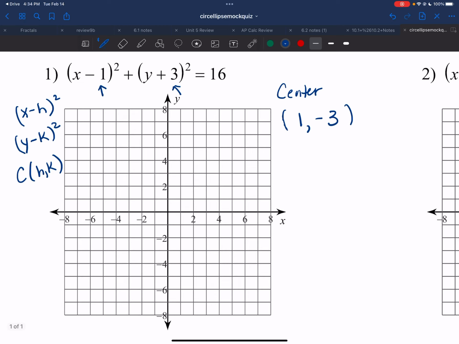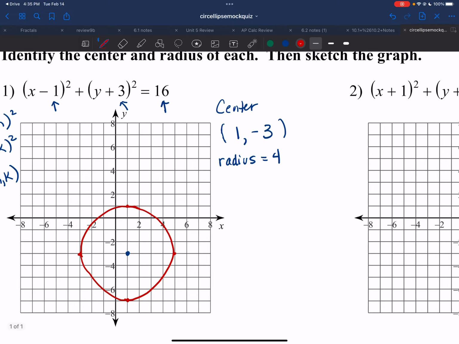So 1, negative 3, here is my center, and then 16 is going to reference my radius. So the radius is going to be the square root of that, so square root of 16 is equal to 4. So in order to get this drawn, I'm going to go 4 down, 4 side to side, and then 4 up, and see if I can graph this. I realize it's very, very difficult to draw a circle from coordinates, but do the best that you can, right? So mine already is starting to look like an alien head, but do the best you can, okay? So that's the first one.